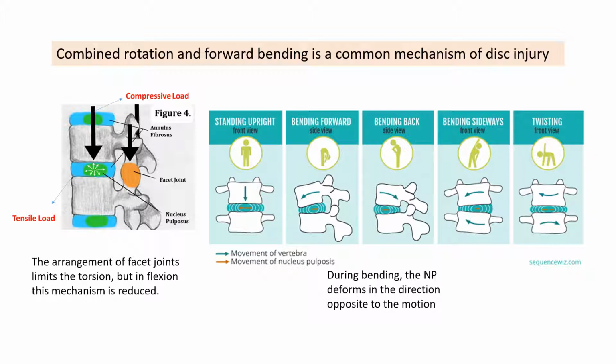But when we are in a bending position, this limitation may be less, and we have more space for twisting movement. When somebody is leaning forward, backward, or to the side, the nucleus pulposus deforms in the direction opposite to the motion, and we have more tensile load in one part of the annulus fibrosus, and more compressive load on the other side. So it's not homogeneous now. You can imagine that most of the injuries happen when we don't have a homogeneous load in the vertebral discs, especially when bending or forward bending position is combined with torsion.